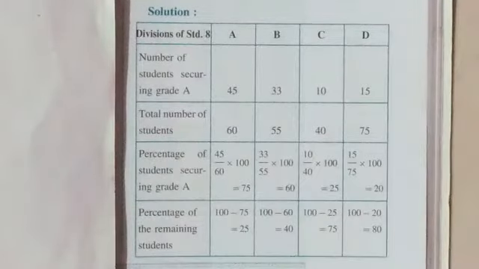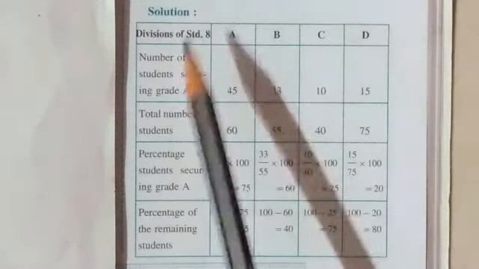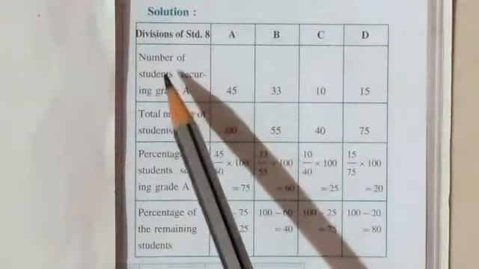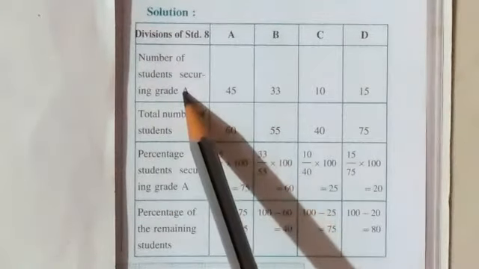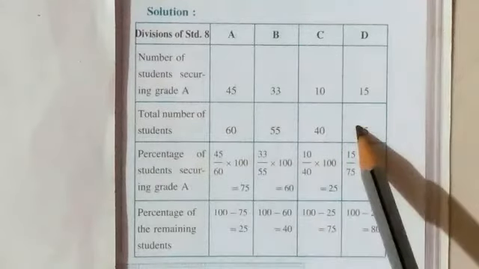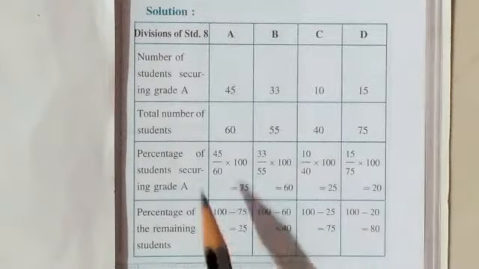Now students, in the answer we have to prepare the same type of chart along with the divisions A, B, C, D. Here in this section we have to write the number of students securing A grade. According to the question we have to write this type of chart, and below that we have to add two more sections or two more rows.